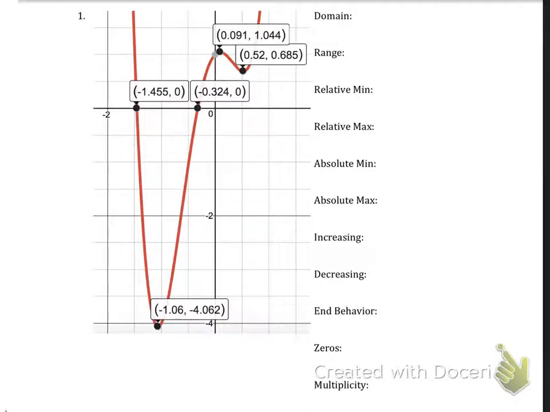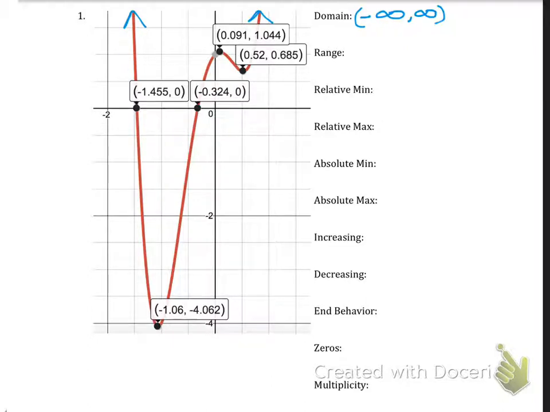Now, we can totally understand that this is a screenshot and these functions go up and left and right forever, which means I have a domain of all real numbers. So you can write negative infinity to infinity, or you can do the R symbol.